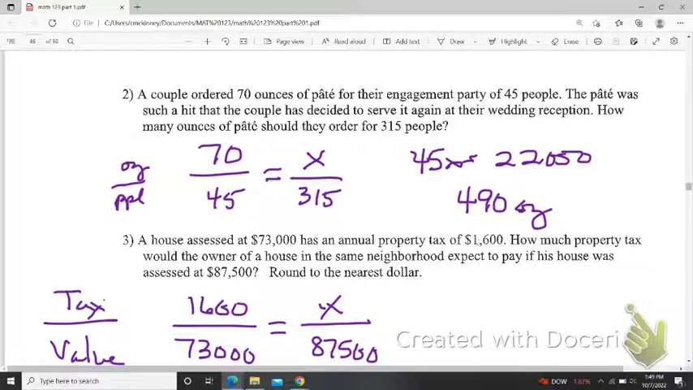87,500. Now, you could work with the numbers that you have here. You could take off equal numbers of zeros and do 16 over 730 and then work with it. You cannot come over here and chop off these two zeros on the 87,500 though, because we don't know what's in the top of that. Then we'll just cross multiply. And divide.